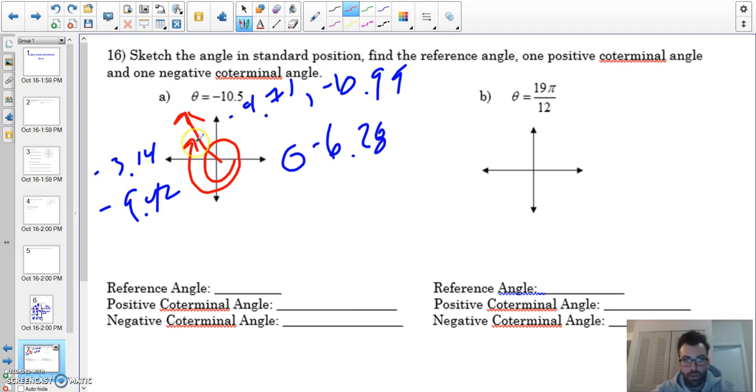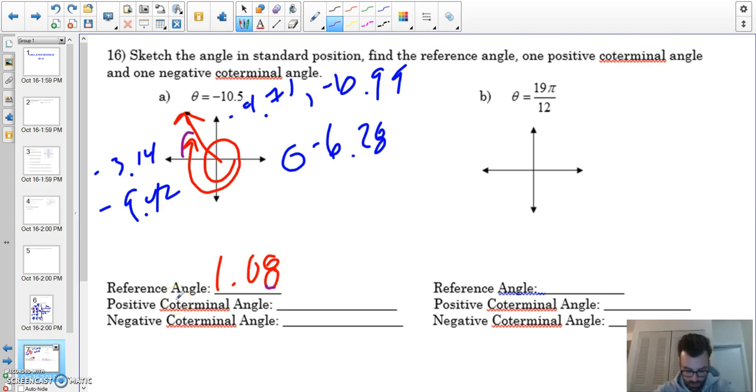Remember, the reference angle is the angle that our given angle makes with the closest x-axis. Well, I have 10.5 and 9.42. So to find the reference angle, I'll just subtract 10.5 minus 9.42, and I will get 1.08. Yep.